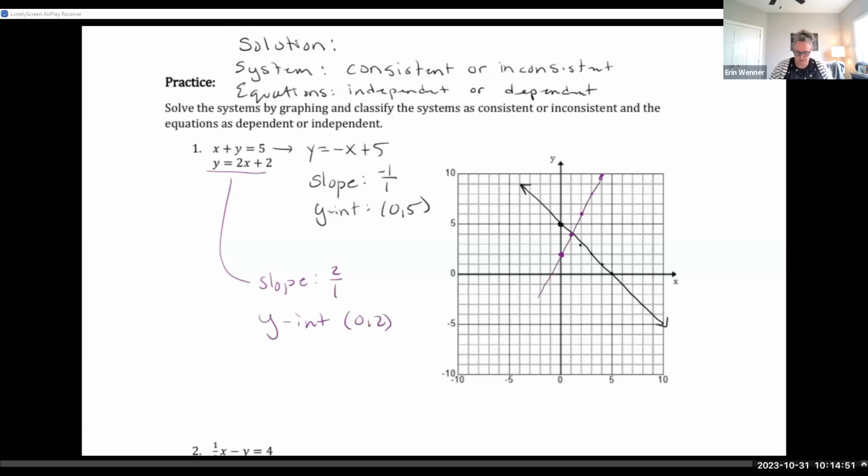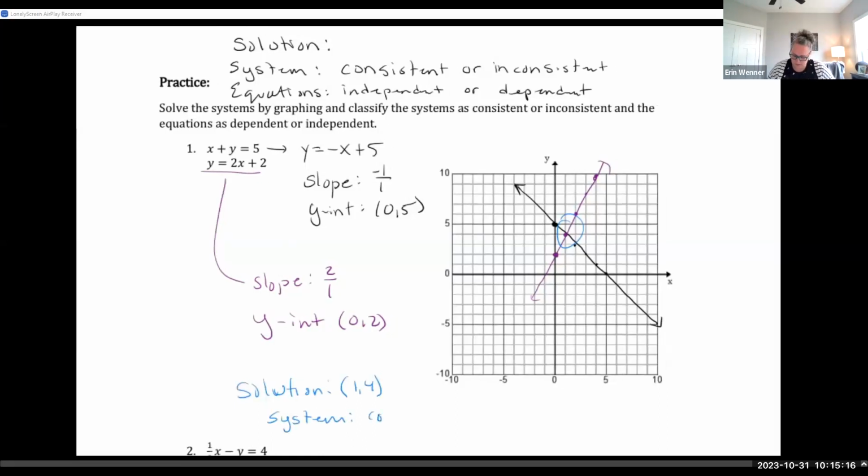So because I have a single solution, I know the solution is the point (1, 4). Okay. The system, because there is a solution, is consistent. But because we have two lines, the equations are independent.